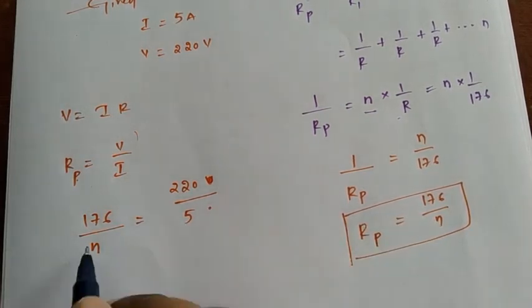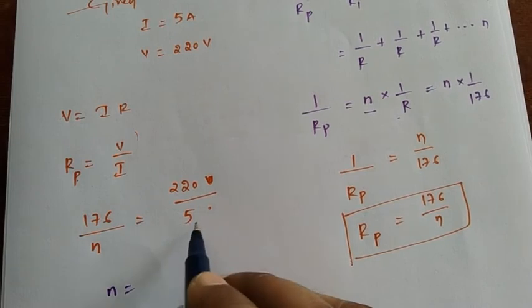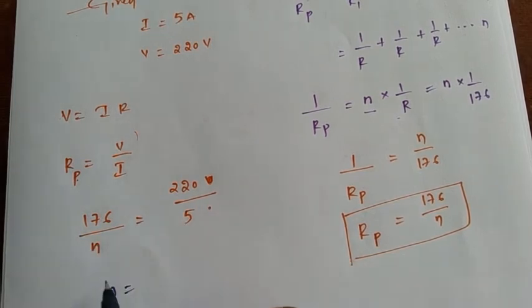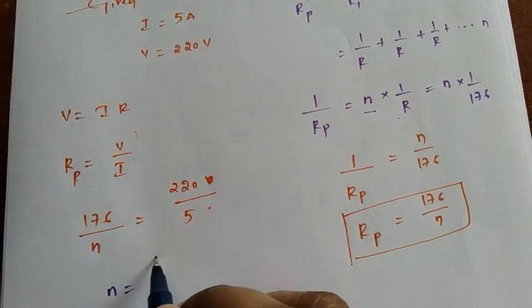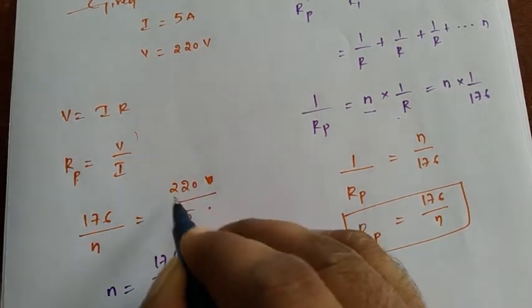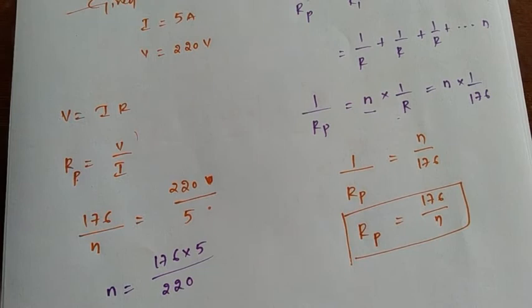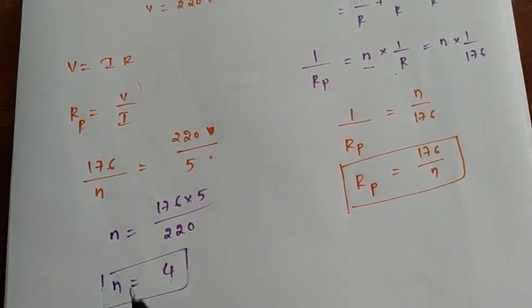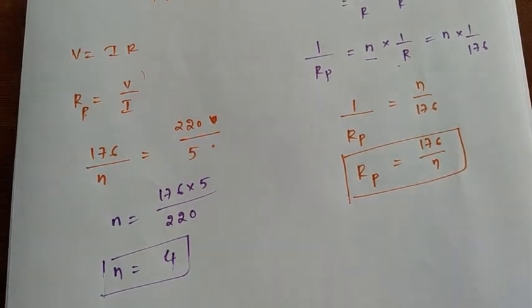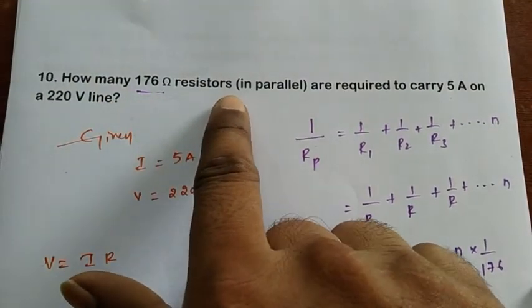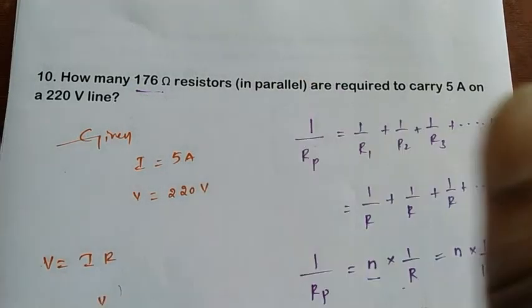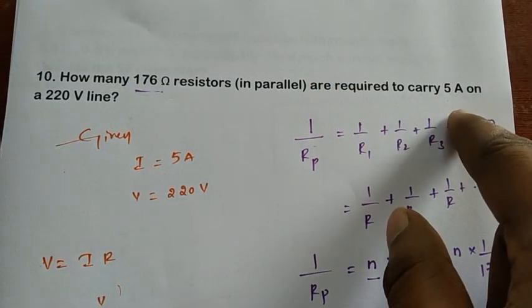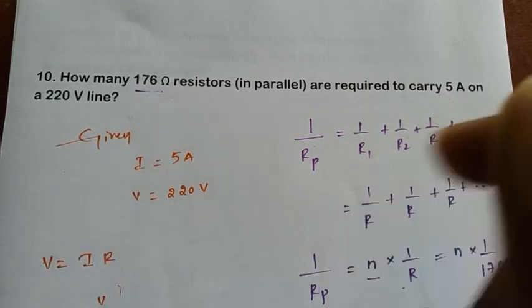Now what is n? Send this n to this side. Here n is doing division, so if it goes to this side, it becomes multiplication. This one is the numerator, and it comes here as the denominator, 220 volts. If you do this calculation, you will find that n is equal to 4. So what this says is that we need to connect 4 resistors of 176 ohms in parallel. If you connect like that, it will carry 5 amperes of current on a 220 volt line. That is what we found.